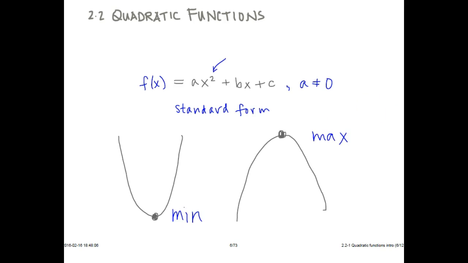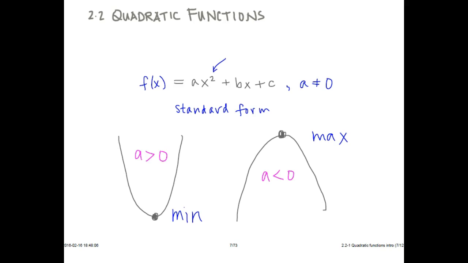And it opens up or down, and the parabola, and hence the function, always have either a minimum or a maximum. Can't have both, but it's got to have one or the other. Other functions don't necessarily. A cubic function, as we'll see, might not have any of those things, but a quadratic function always will.